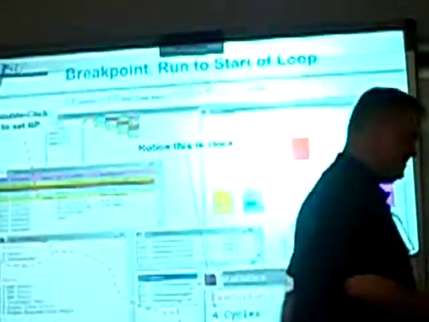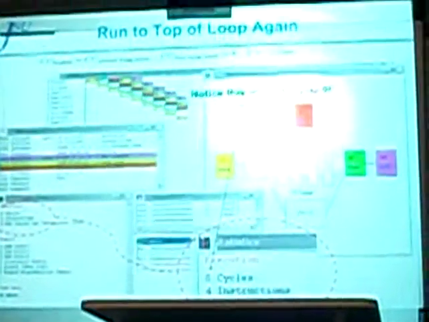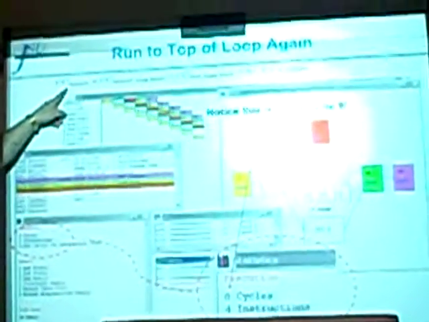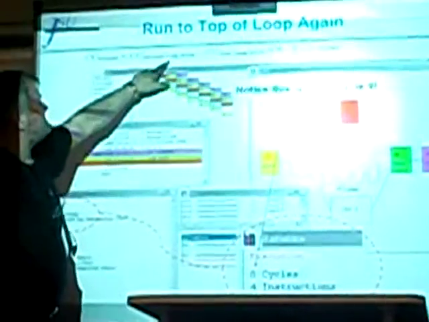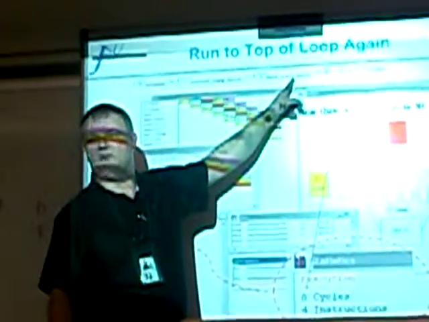Now what am I going to do? Okay, I'm going to run it to the top of the loop again. Bam. Just by doing what? F7. F4. It goes back up to the top of the loop. And what's that going to be? That's going to be clock cycle branch, which is the clock cycle of the second loop fetch minus the clock cycle of the first loop fetch.